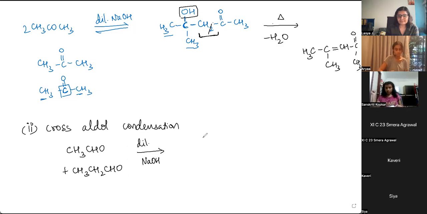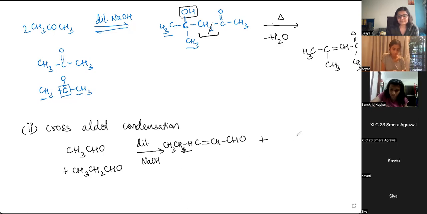So one is, keep the acetaldehyde constant. So I get CHO, CH2. So if I lose the water also, this becomes CH double bond, and then here CH, CH2, CH3.